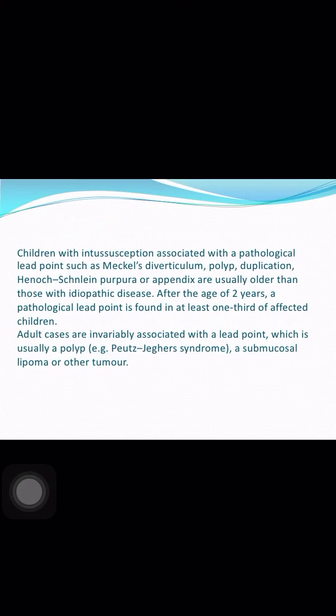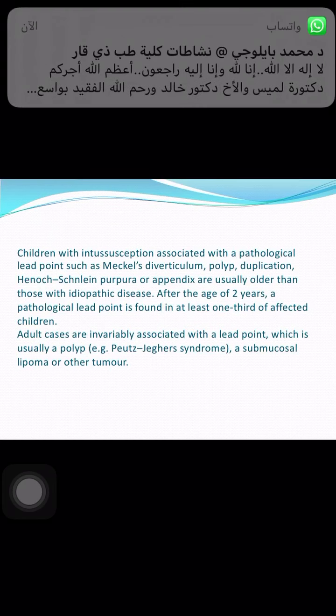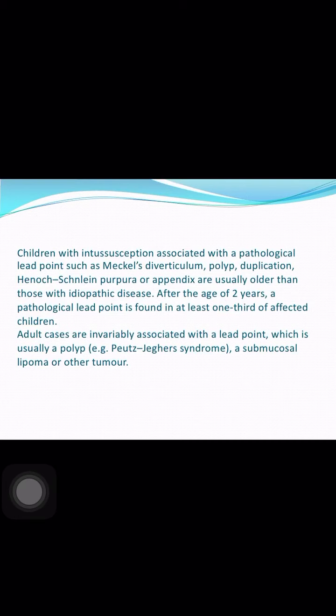Keep in mind, this leading point is not hyperplasia of the lymph node but a pathological leading point, which is Meckel's, polyp, duplication, Henoch-Schönlein. Okay, after the age of 2 years, a pathological leading point is found in at least one third of the affected children. Adult cases are invariably associated with a leading point. That means when a young adult comes with intussusception, there must be a leading point, and it is pathological, not idiopathic, which is usually polyp, Peutz-Jeghers syndrome which we took, submucous lipoma or other tumors.